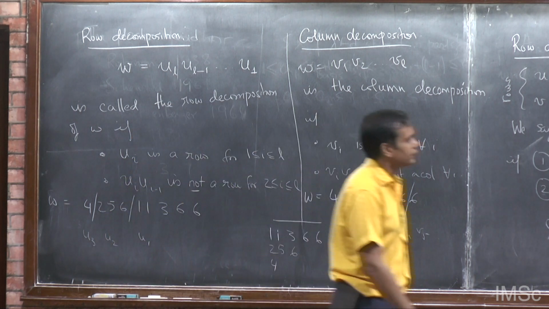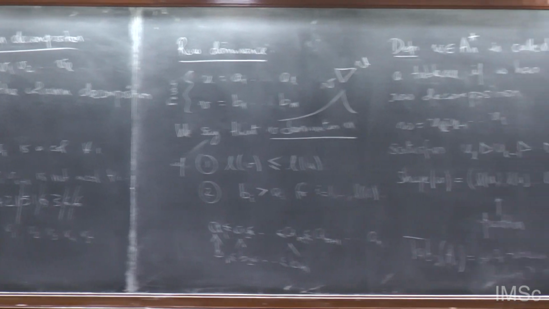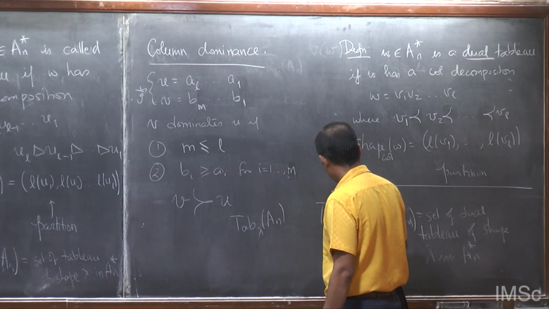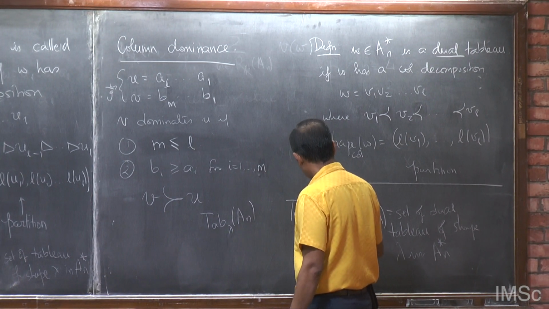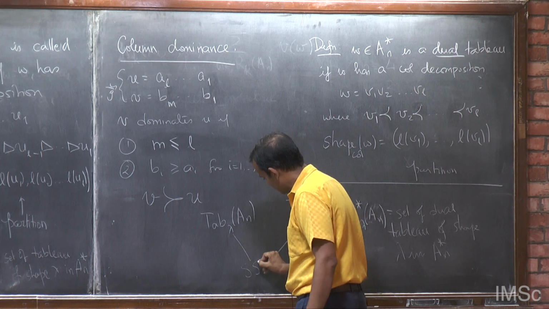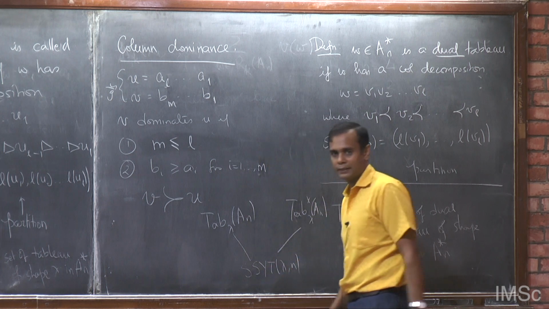So, what we have is both are equinumerous with semi-standard Young tableaux of shape lambda in n letters.